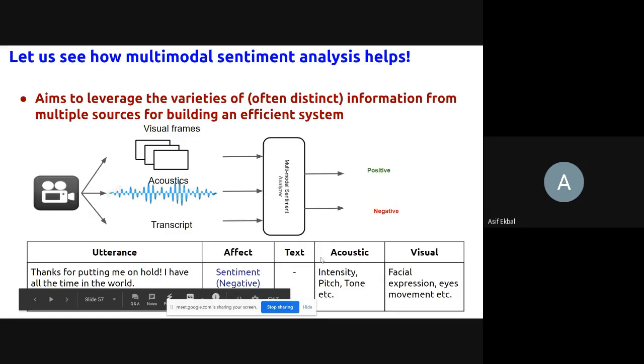But now let's say the acoustics, the audio, and the visual expression are available: the facial expression, eye movement, intensity, pitch, etc. Then the model will be able to tell that, okay, from the text I am not able to understand, but from the speech and the visual expression I am able to understand that this has been spoken in a negative sense.